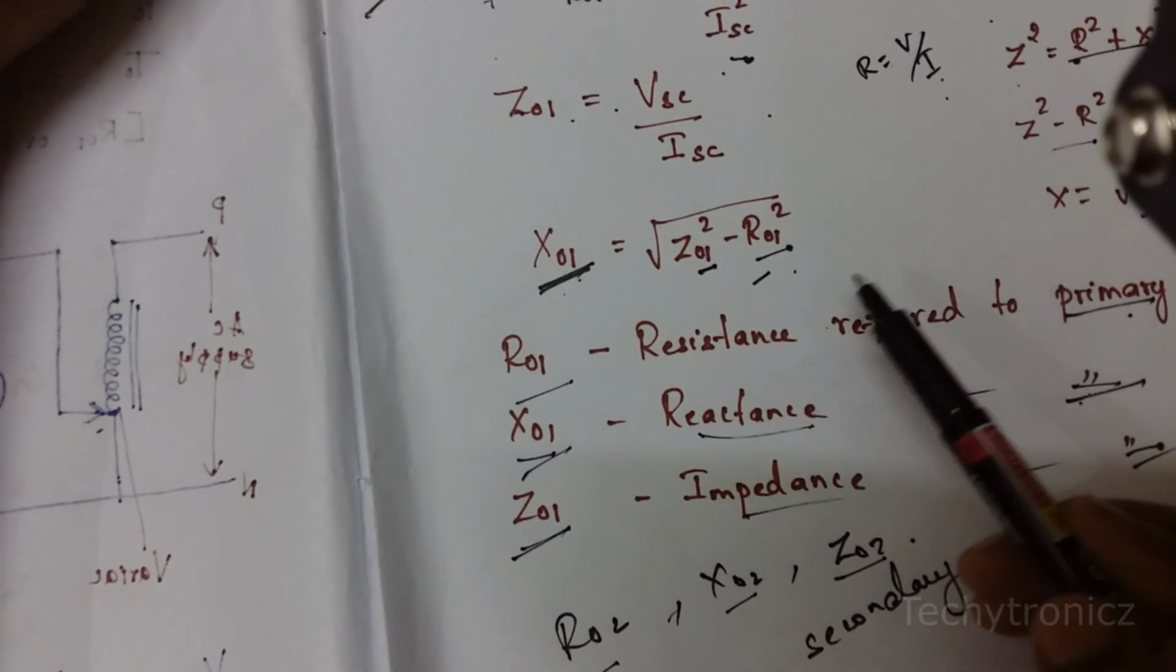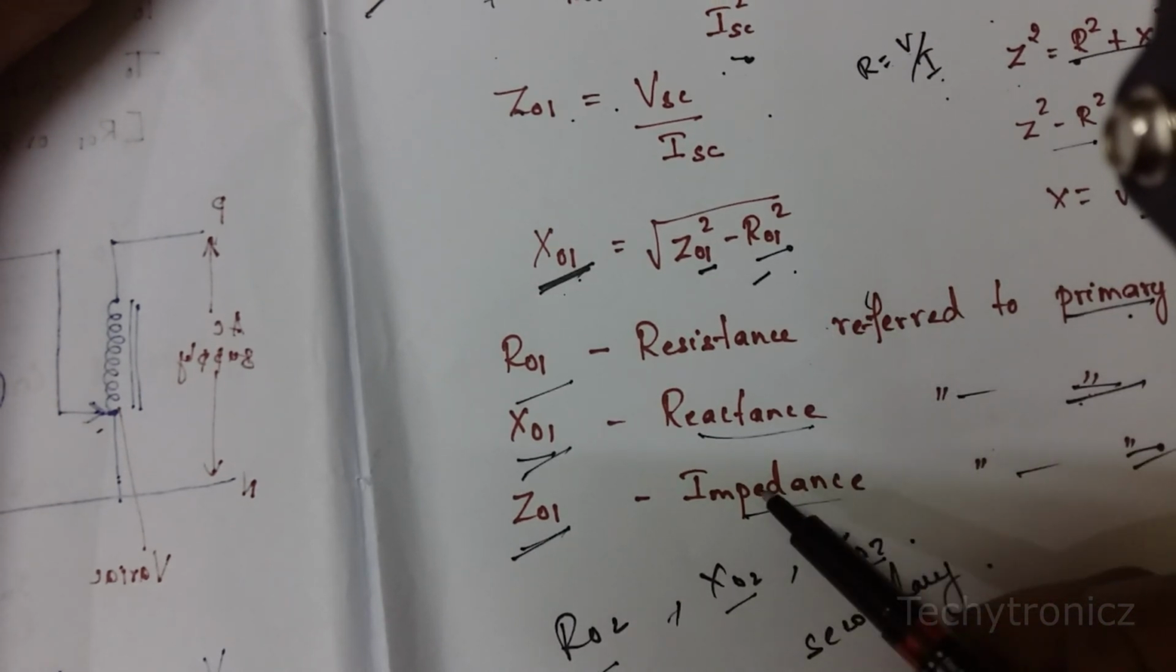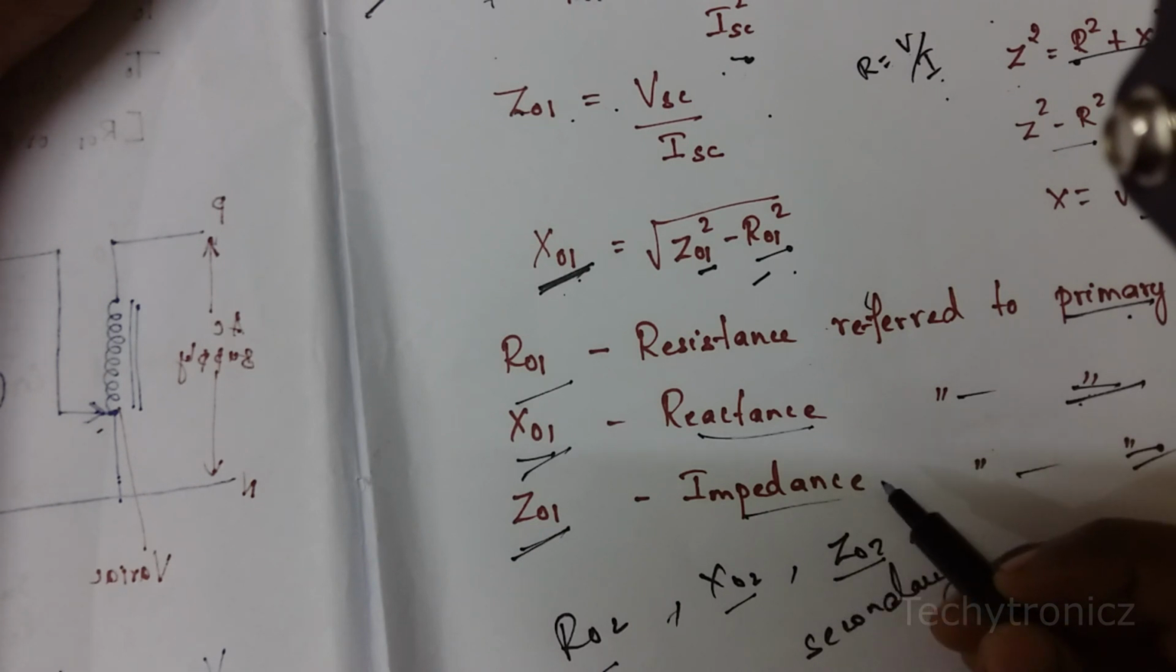So these are the equivalent resistance values for the short circuit test. Hope you all understand this video.